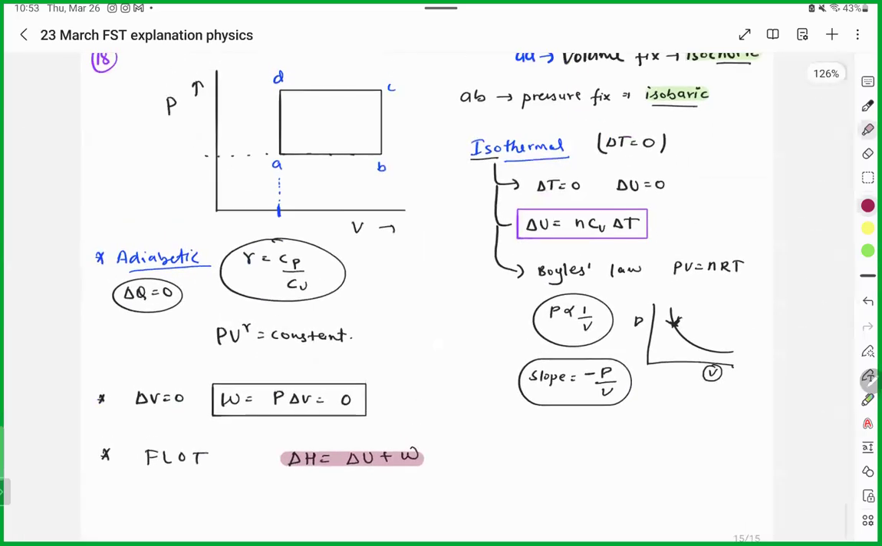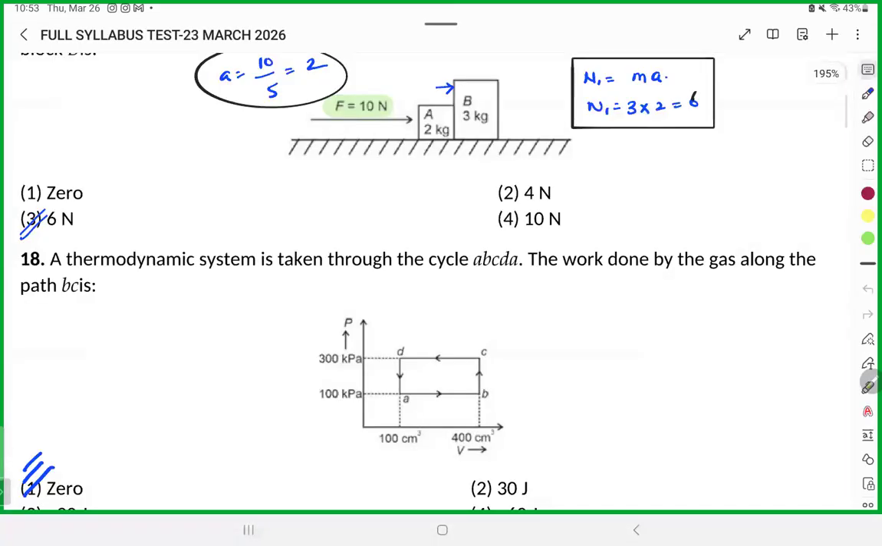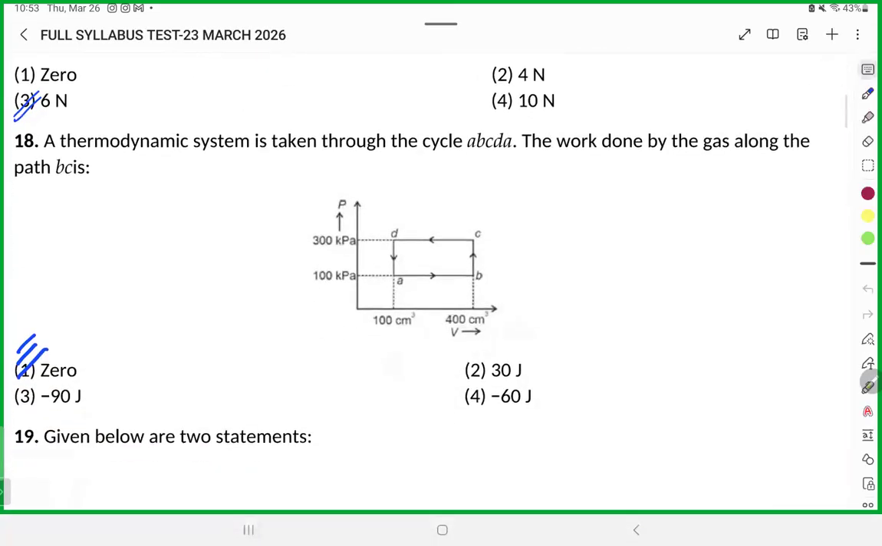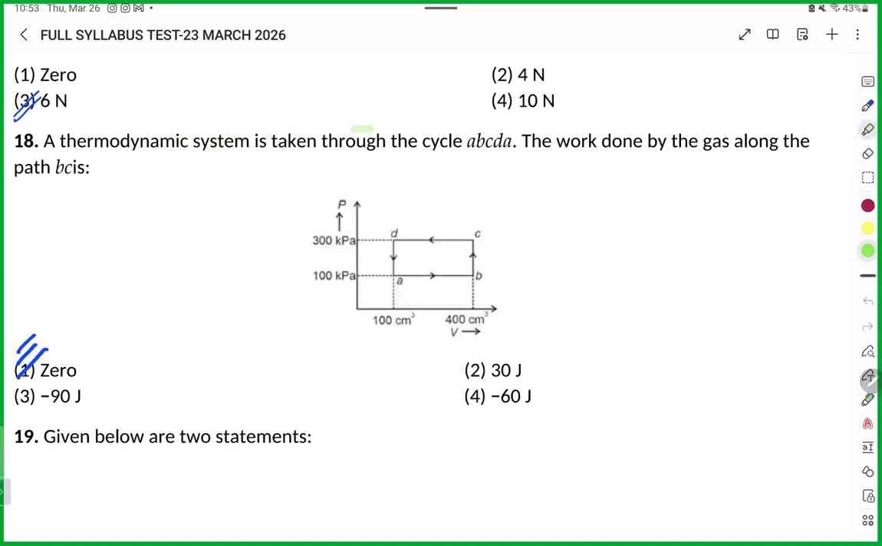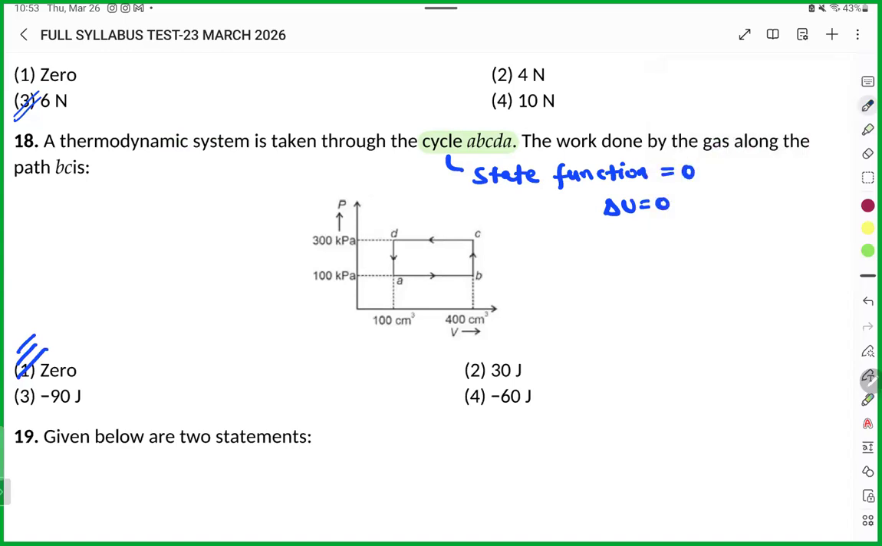Okay. So all these things are very important. If you understood this well, come to the question. In this question, they are asking: a thermodynamic system is taken through the cycle ABCDA. Remember, whenever you take a cycle, we talk about state functions, which depend upon the initial and final value. All these state functions will be zero. So delta U will be zero.